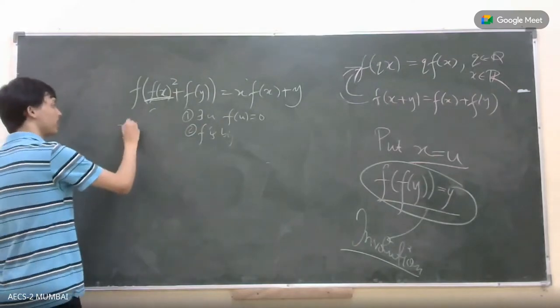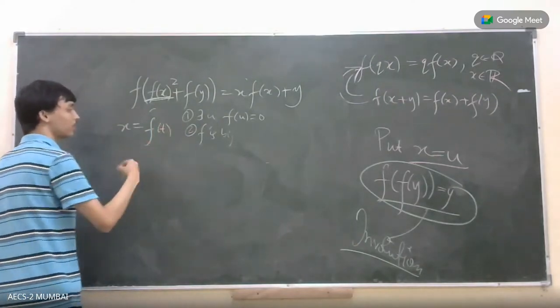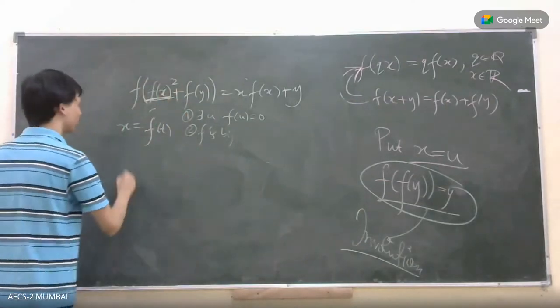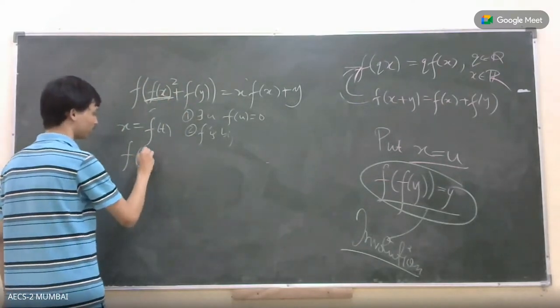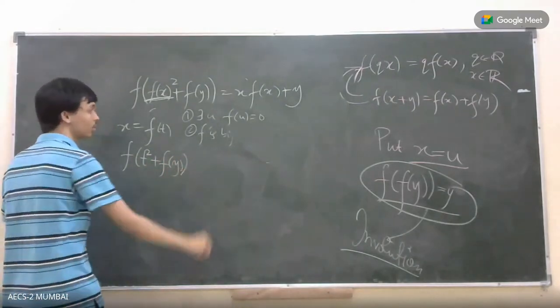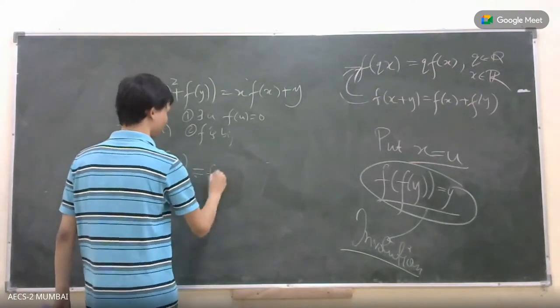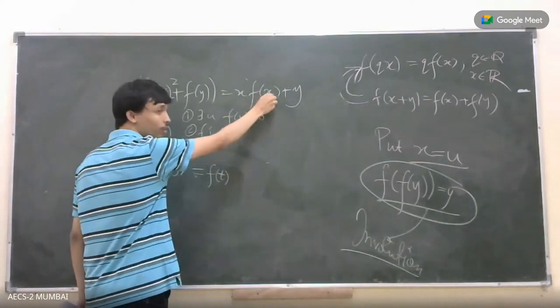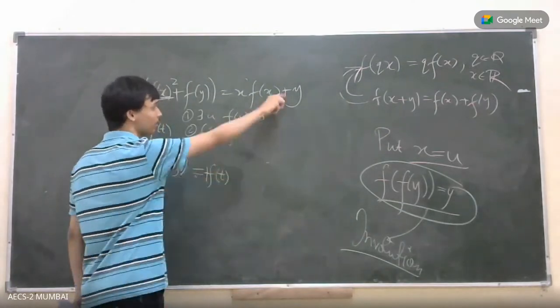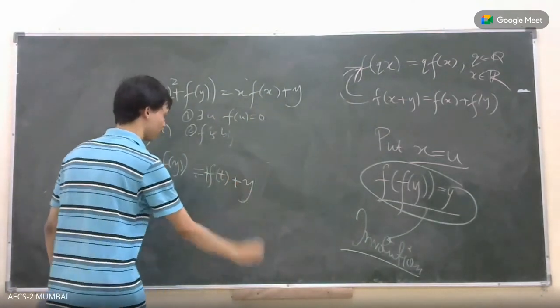Put x equal to f of t, right? t is something I can control. I'll put f of t here. This will become just t squared. So x is f of t. What is f of t? t, right? And y remains y.